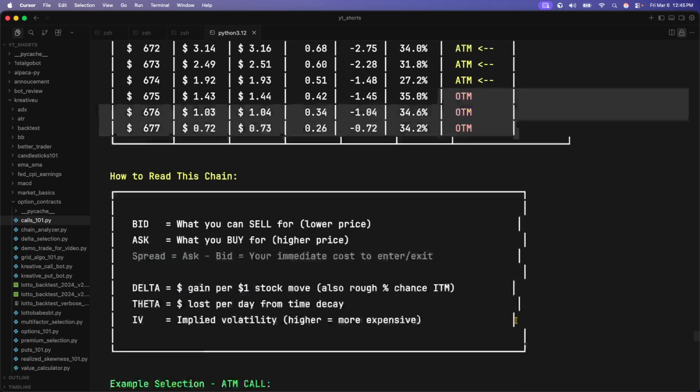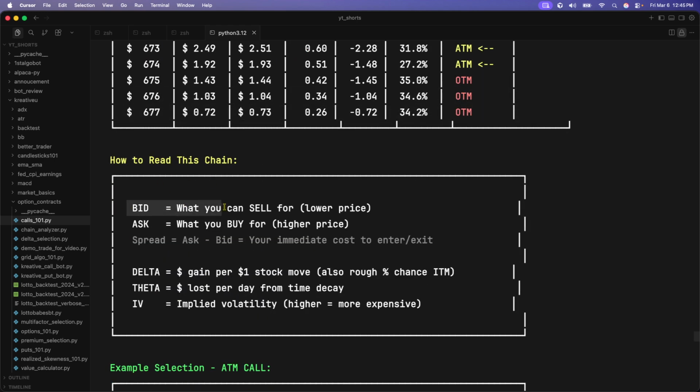So how to read it: the bid is what you can sell it for, so when you want to get out of the contract. The ask is what you're going to buy it for, so when you want to get into the market. And then the spread is the difference between the ask and the bid. So this is going to be the immediate cost for us to exit or enter. And we definitely talk about spreads or slippage, right? So that's one thing you definitely want to keep into account.